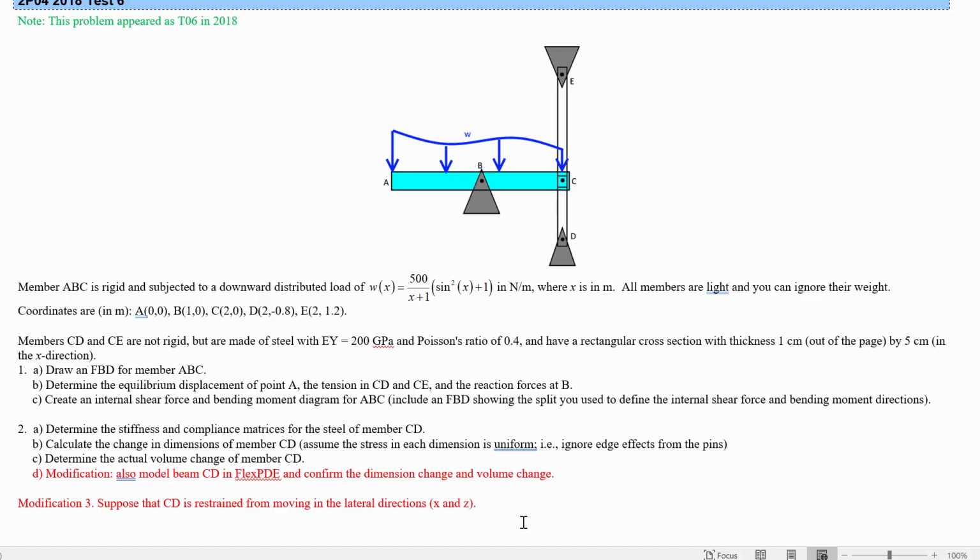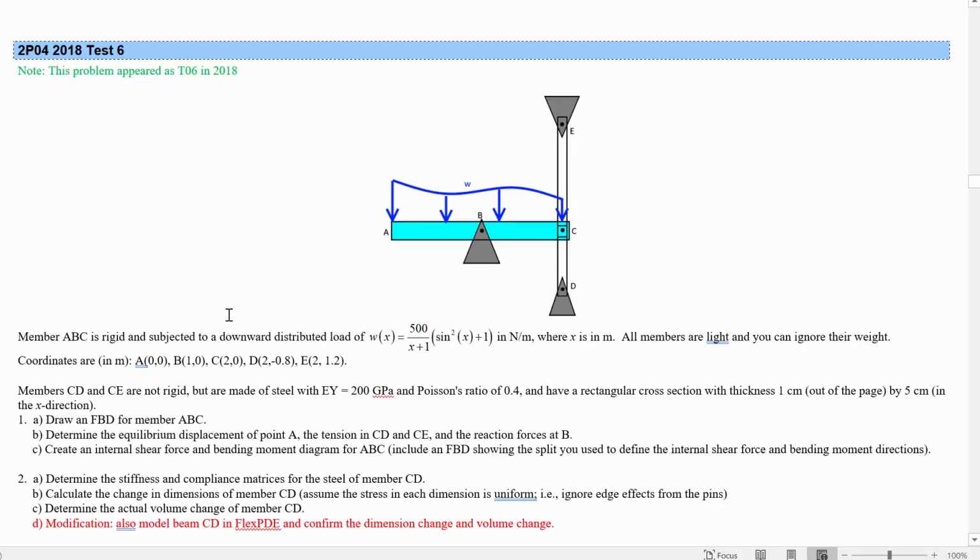And then what we're going to be asked to do is resolve parts 1 and 2 in, let's say, how about determine the effective stiffness of CD and use it to resolve parts 1 and 2 with this constraint. Okay, so that's going to be the modified problem we'll solve, which will also get us looking at things in FlexPDE and exploring how elasticity works using that tool.